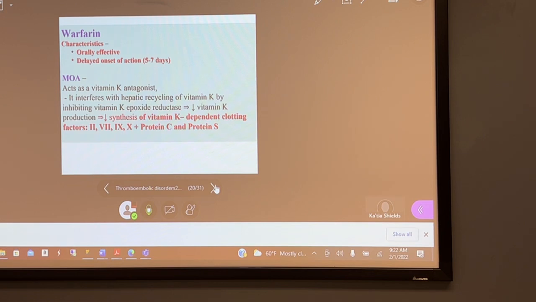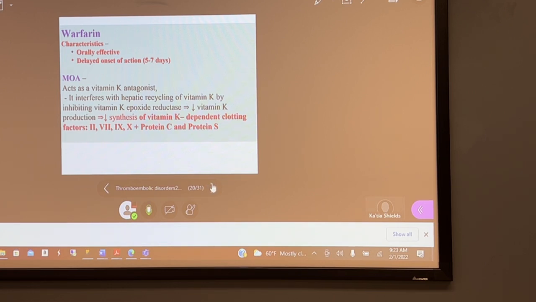And what are these vitamin K dependent clotting factors? They're factors 2, 7, 9, and 10. In addition, protein C and S are affected by warfarin, and so warfarin also affects their activities. And don't forget, protein C and S are natural inhibitors of coagulation. So heparin does not have anything to do with protein C and S, in case you get that question from me. It's warfarin that has to do with protein C and S.